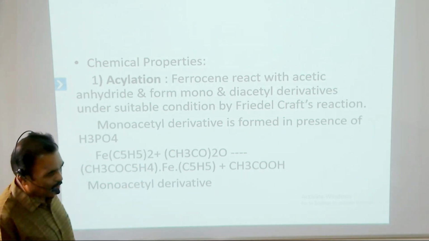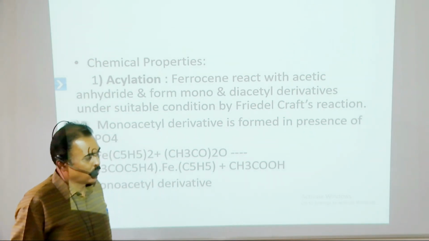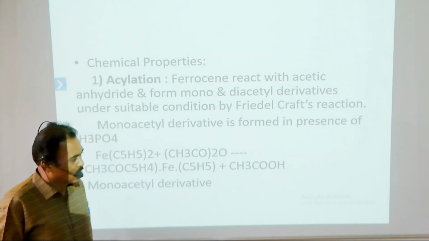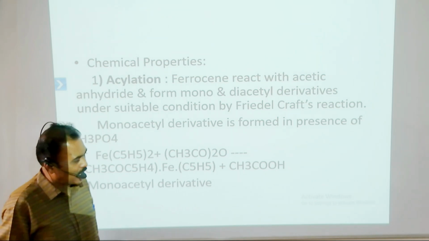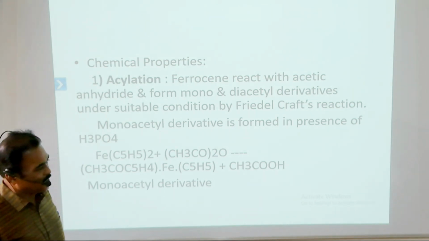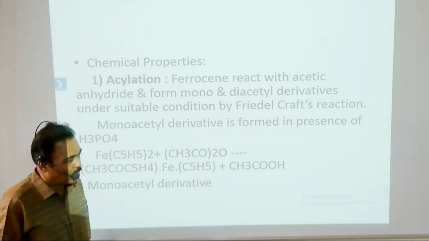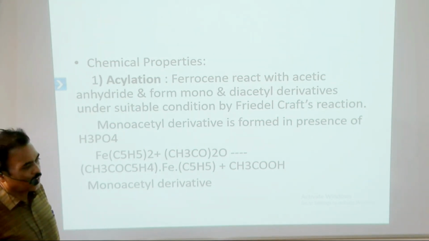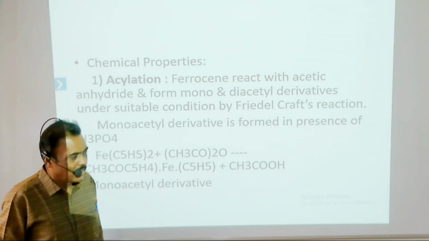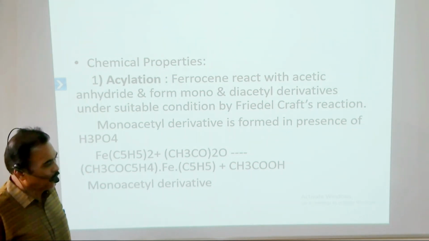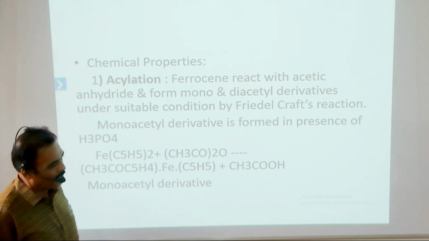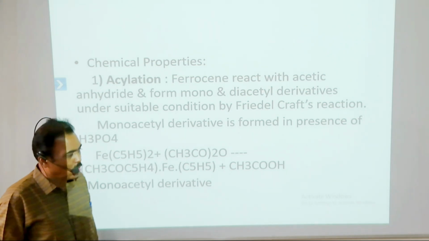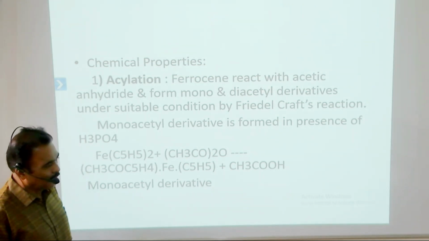Now we see the chemical properties of ferrocene. The first property is acylation reaction. Ferrocene reacts with acid anhydride and forms mono and diacetyl derivatives under suitable conditions of Friedel-Crafts reaction. Monoacetyl derivative is formed in presence of H3PO4, that is phosphoric acid.